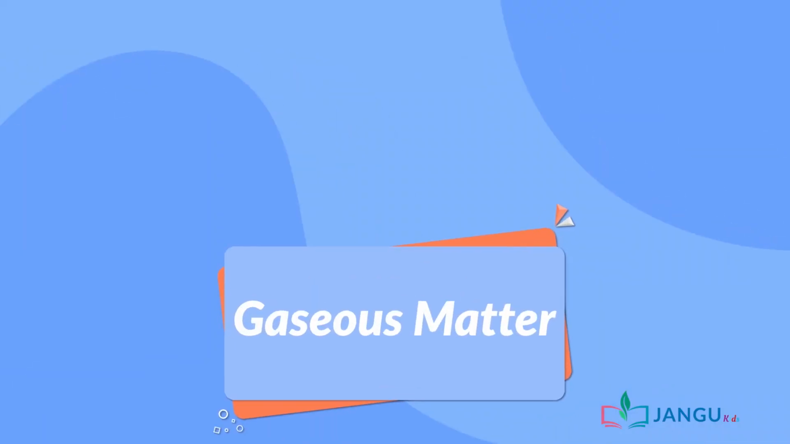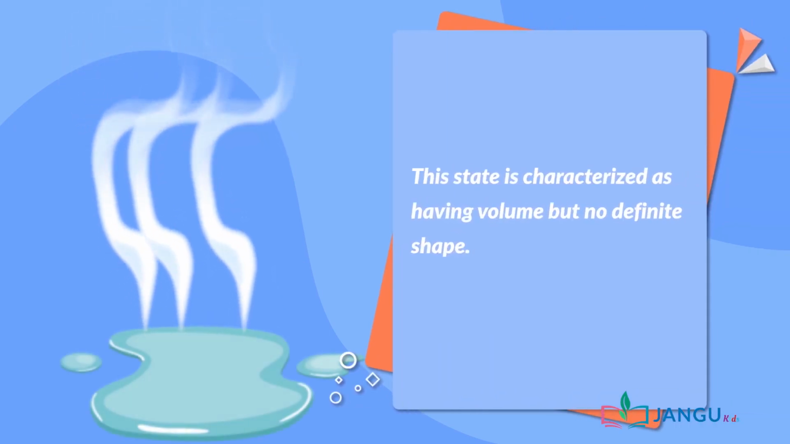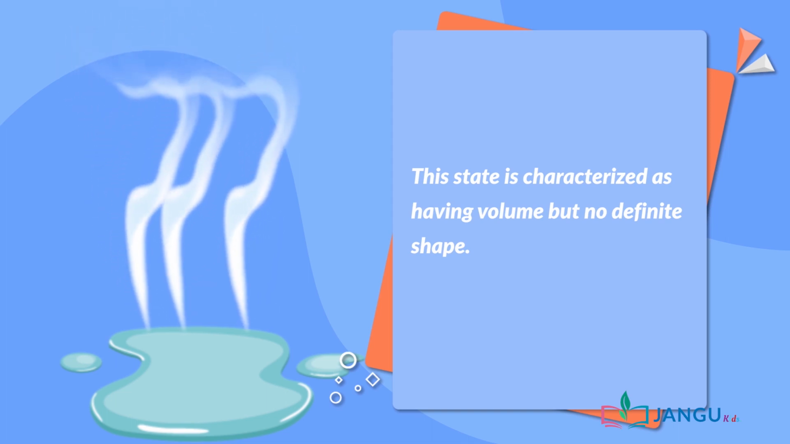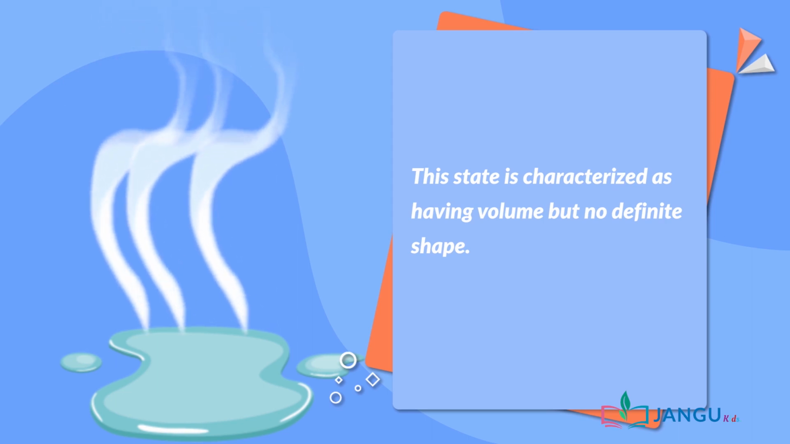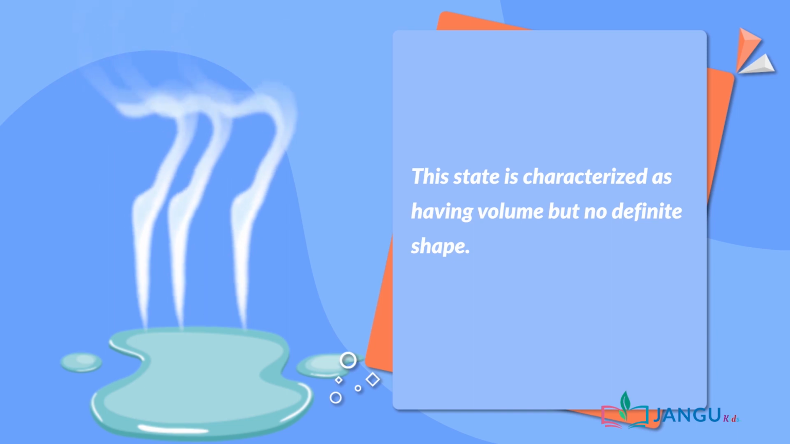Gaseous matter. This state is characterized as having no volume and no shape as a result of its particle components, which are not close together. This makes it easy for things in this state to move around freely.